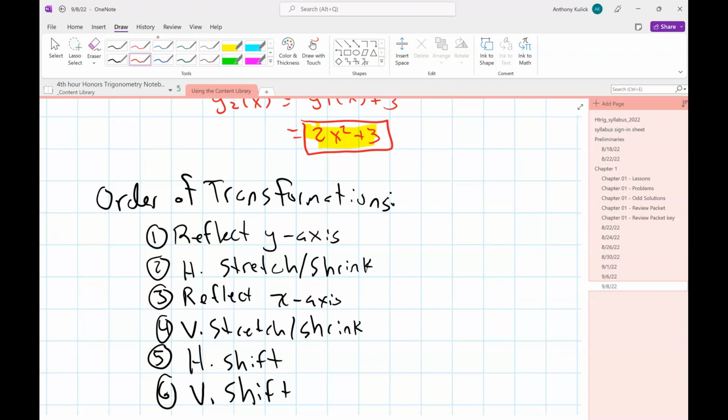Yes, Nolan? Are 1 and 2 interchangeable? Yeah, to some extent, but this is the order that we're going to write them when we write them.